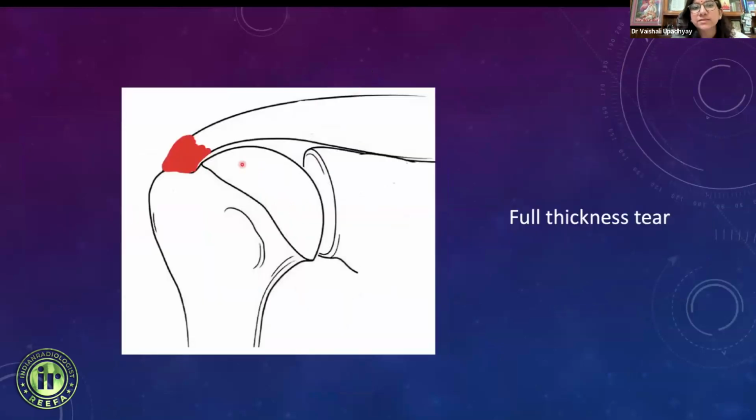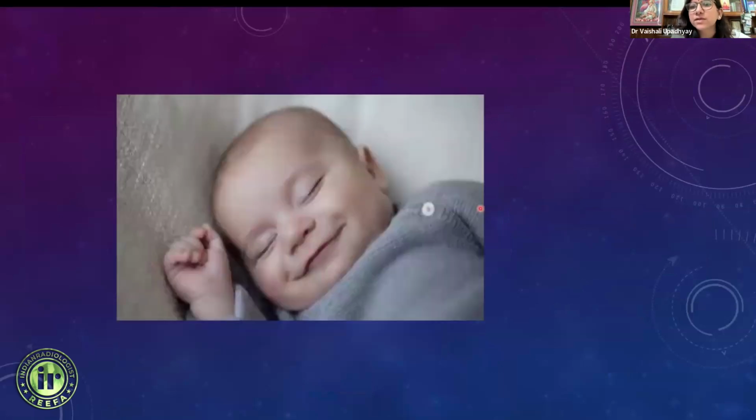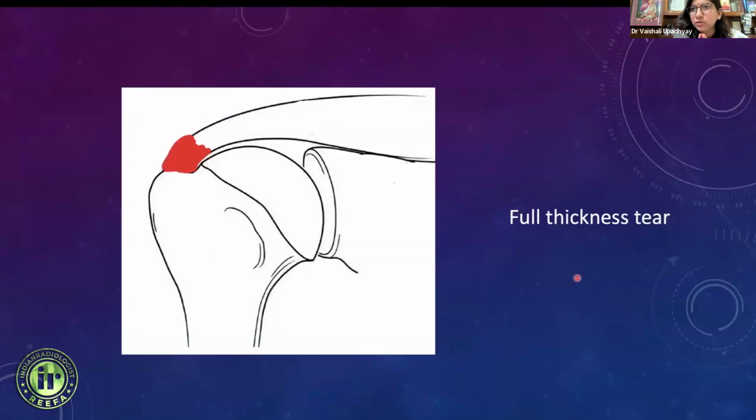Then you have full thickness tears. Full thickness tears can extend completely from the articular side to the bursal side. For full thickness tears, you can have either partial width or complete width. So if this is the thickness of the tendon and only the central part, let's say, has a full thickness tear, it will be an incomplete full thickness tear. But if it is involving the entire thickness of the tendon, that will be a complete full thickness tear.